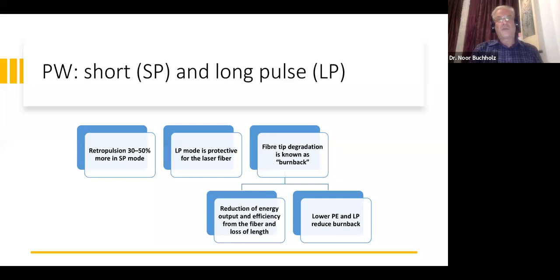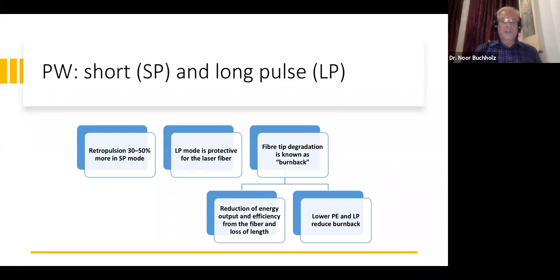The laser fiber, for those who have seen or used lasers, you know, after some time, the laser fiber breaks at the end, the blue mantle comes off, the laser fiber becomes shorter, and the light is not so centered anymore. We call that a burn back.